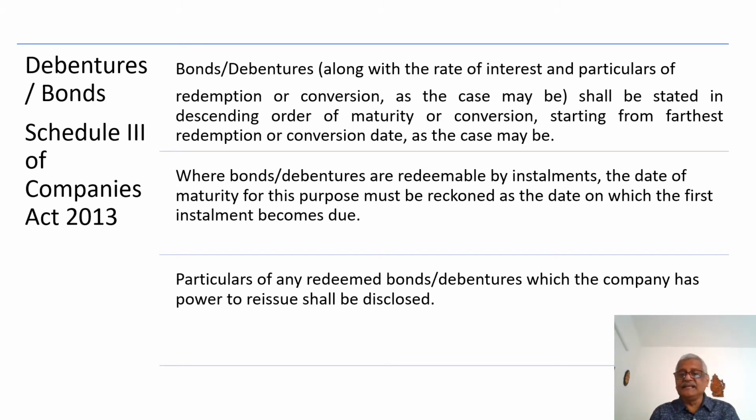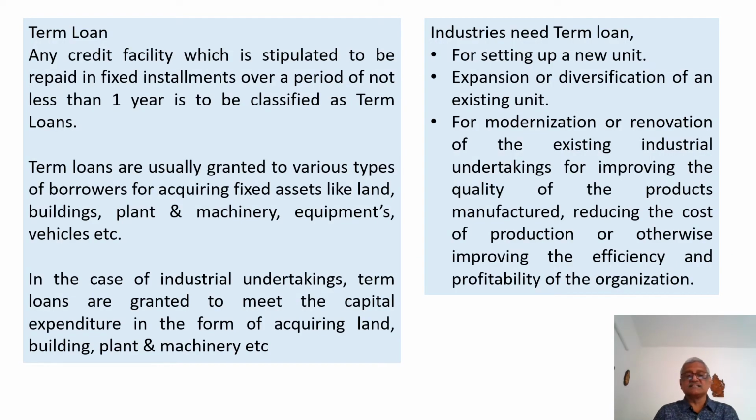Where bonds and debentures are redeemable by installments, the date of maturity for this purpose must be reckoned as the date on which the first installment becomes due. In case the company decides to pay the debenture holders or bondholders in installments, the date on which the first installment becomes due will be reckoned. Now, particulars of any redeemed bonds or debentures which the company has power to reissue shall also be disclosed. Sometimes the company prefers to reissue the debentures and bonds. In such cases, it should be disclosed in the financial statement.